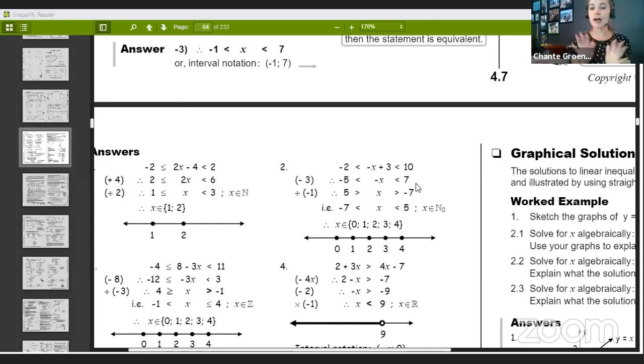Now what do I want to do? My x is alone, so I'm happy. But now my x is a negative. I don't want a negative x. I want a positive x. So what do I do? How do I make my negative x a positive? I'm going to divide by a minus. So I'm going to say minus x divided by -1.